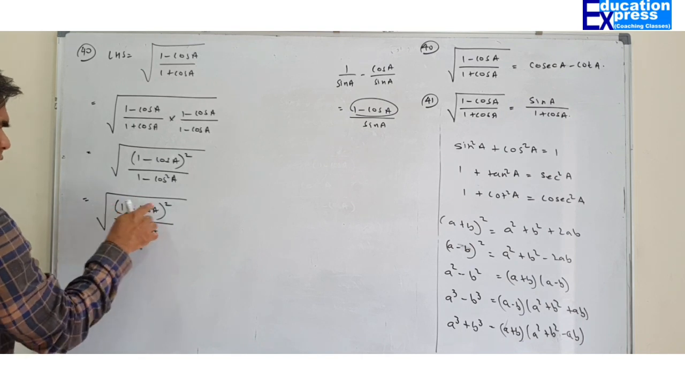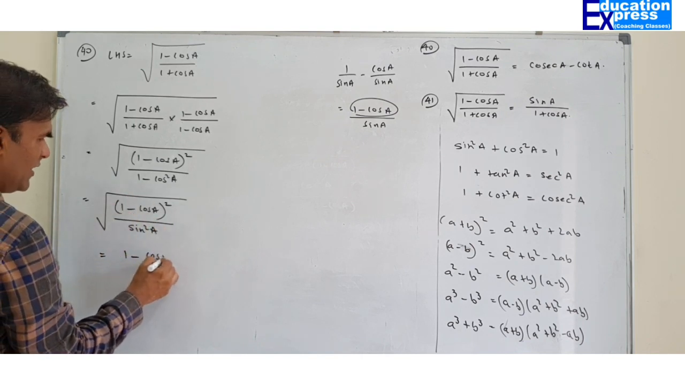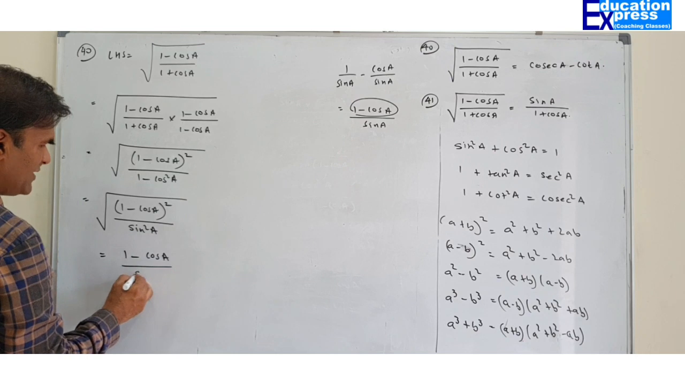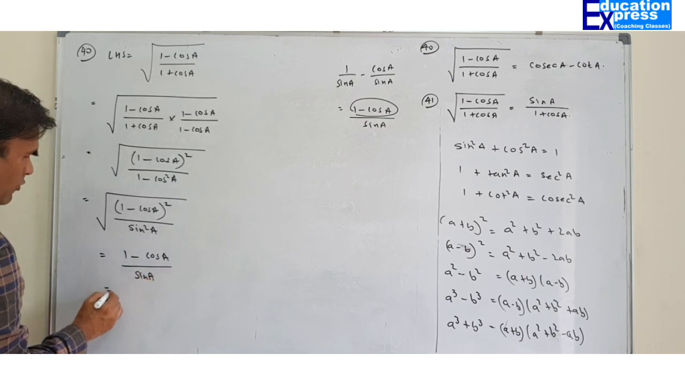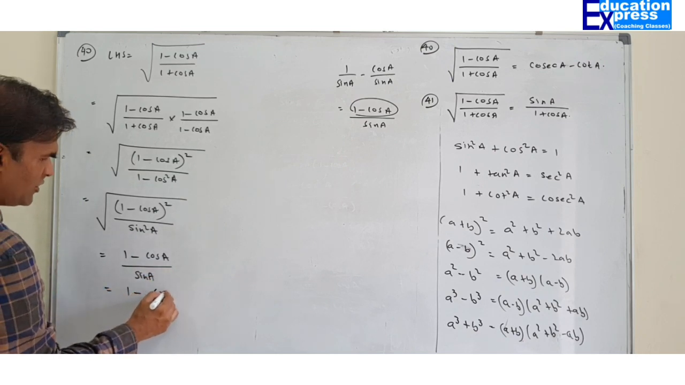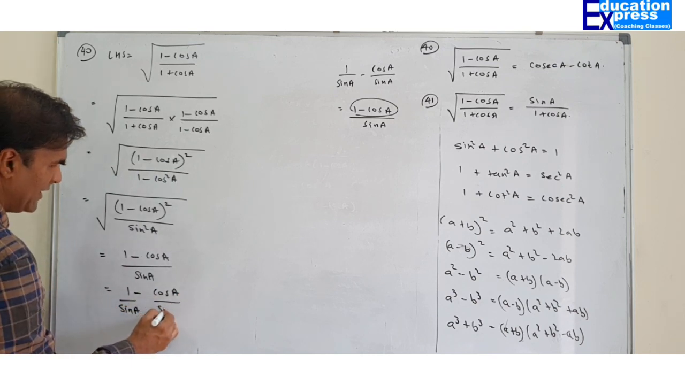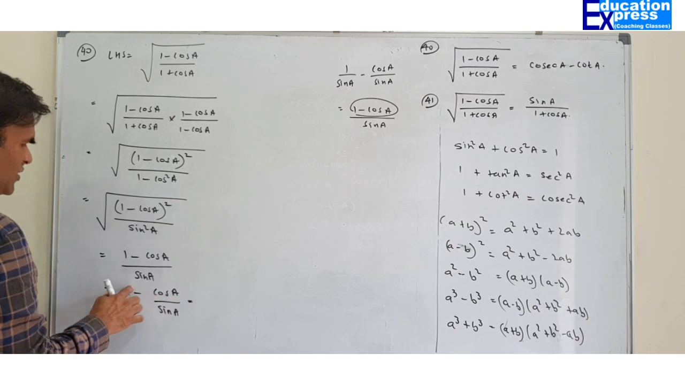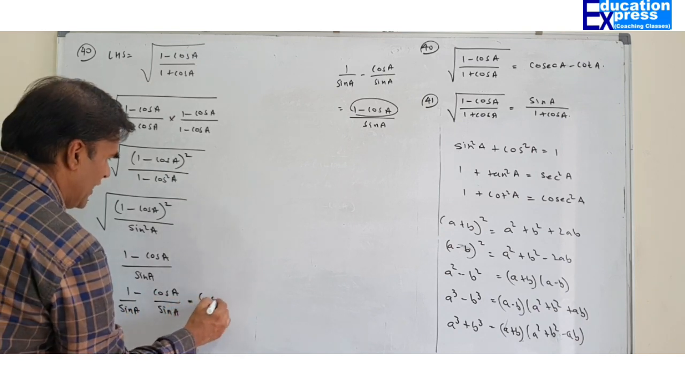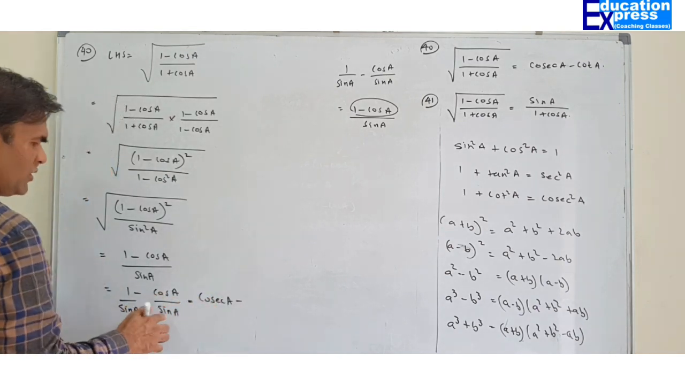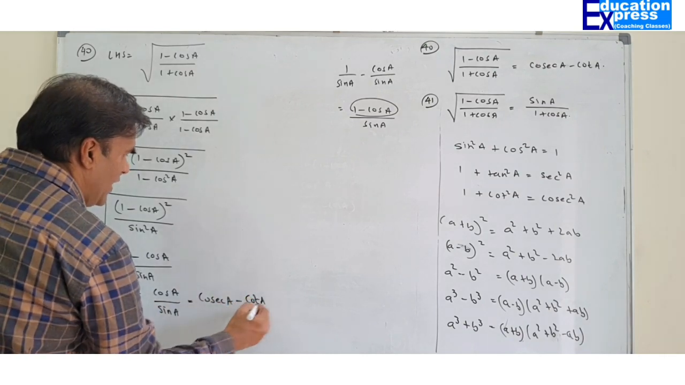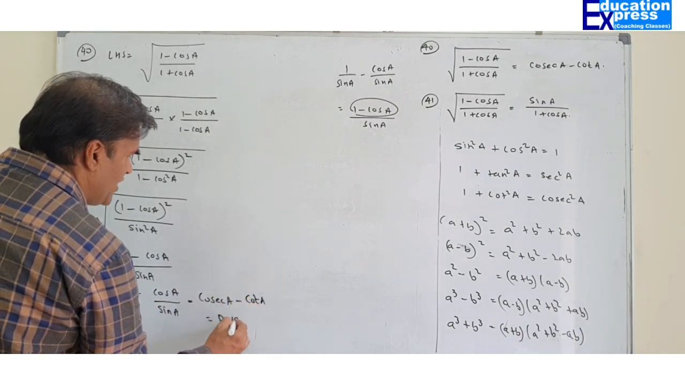Can you find the square root of this? Yes, 1 minus cos A. What is the square root of sin²A? Sin A. What will be the outcome? 1 minus cos A upon sin A. What is the final result? 1 upon sin A is cosec A minus cos A upon sin A is cot A, equals RHS. You can check your answer.